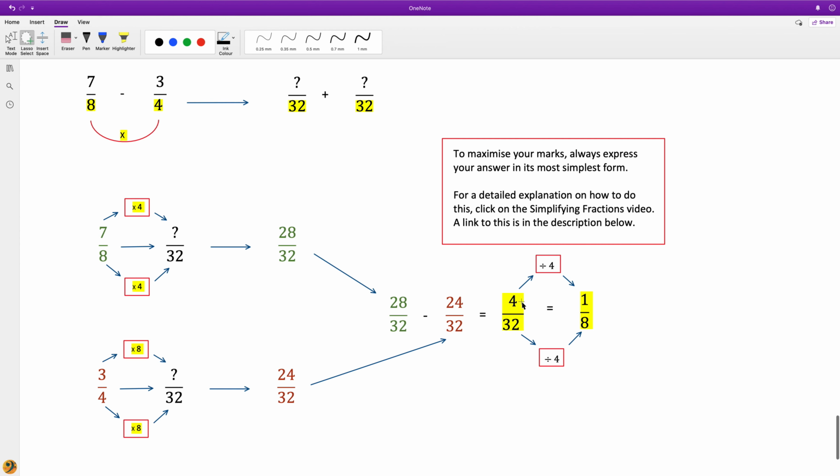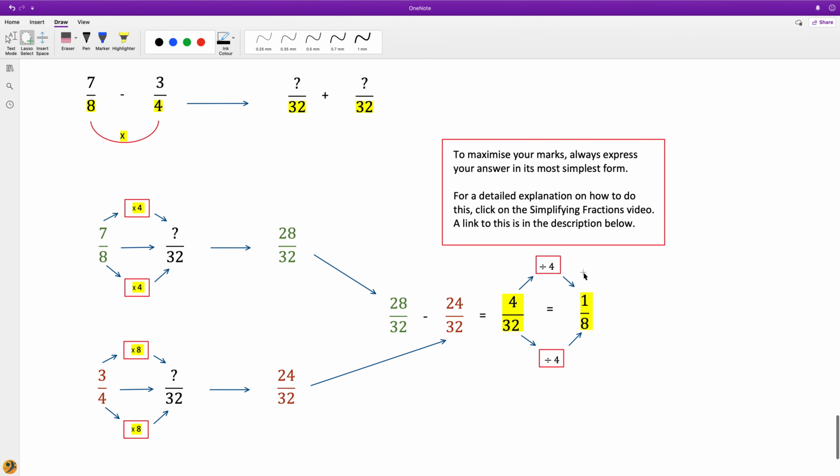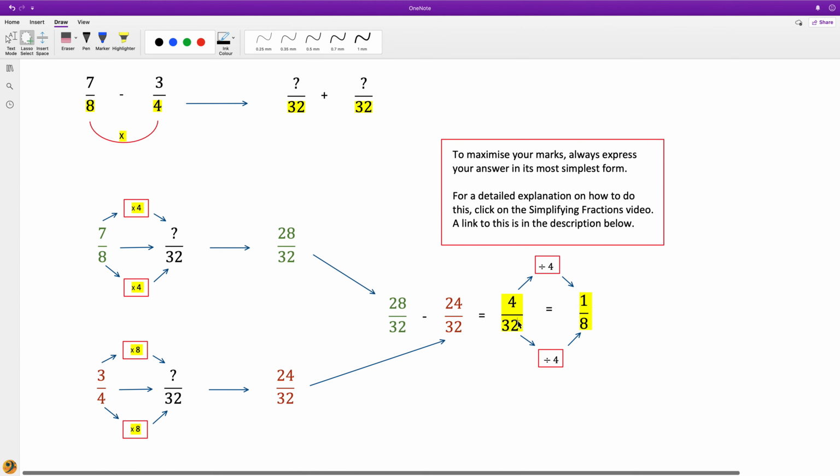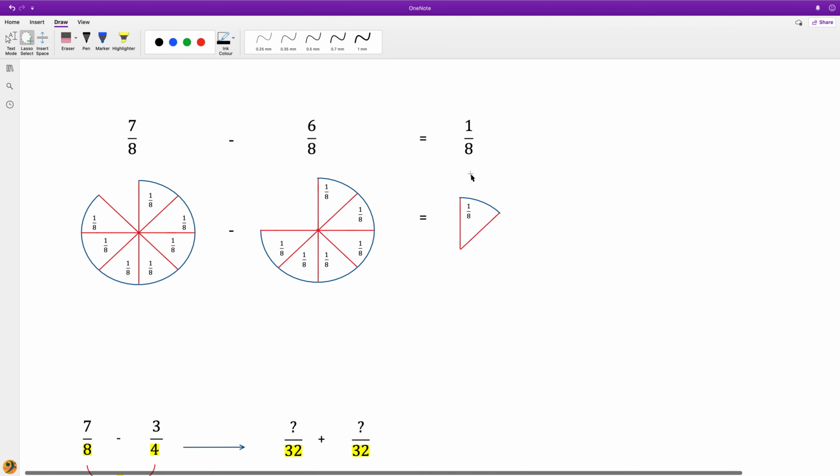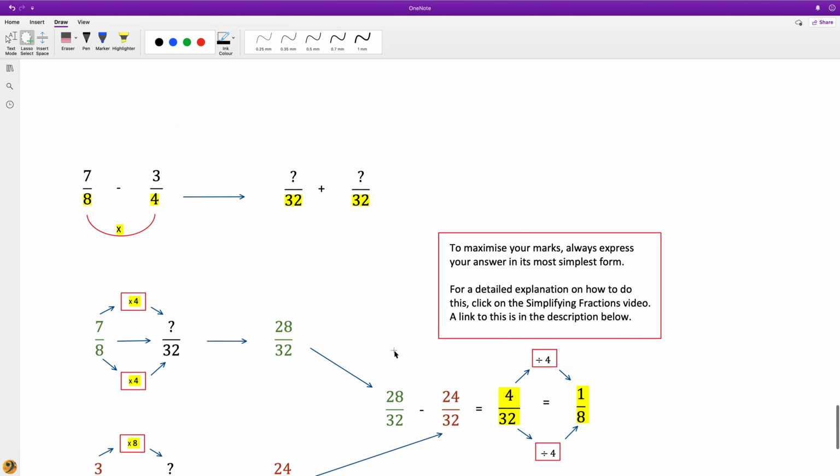If we simplify that, once again, what we do to the top of a fraction, we must do to the bottom. So we take our numerator, 4 divided by 4, and that simplifies down to give us 1. And 32, our denominator, we also must divide by 4. When we do that, it gives us 8. So there we go. We still end up with our same answer of 1/8, as we saw up here. Just a different way of working it out.